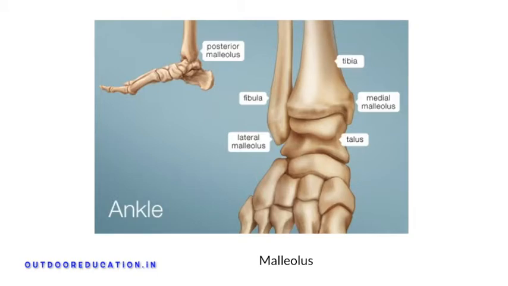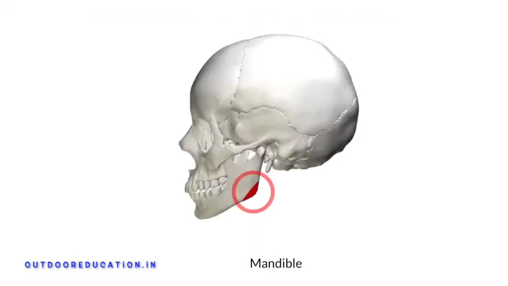Malleolus. This is the protrusion on the side of the ankle. The lateral malleolus at the lower end of the tibia is seen on the outer ankle, whereas the medial malleolus at the lower end of the tibia is seen on the inner ankle. Mandible. This is the lower jawbone, as you can see in red on your screen.